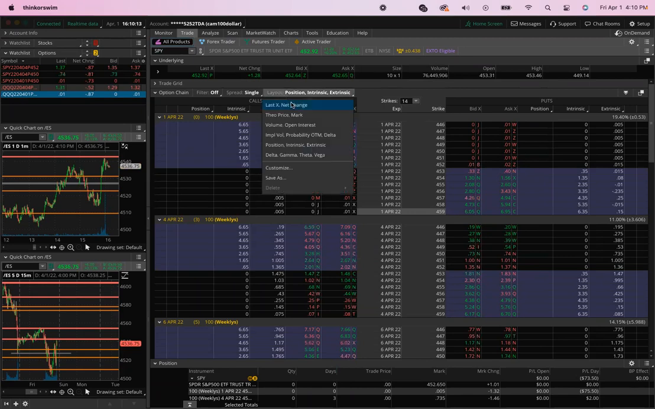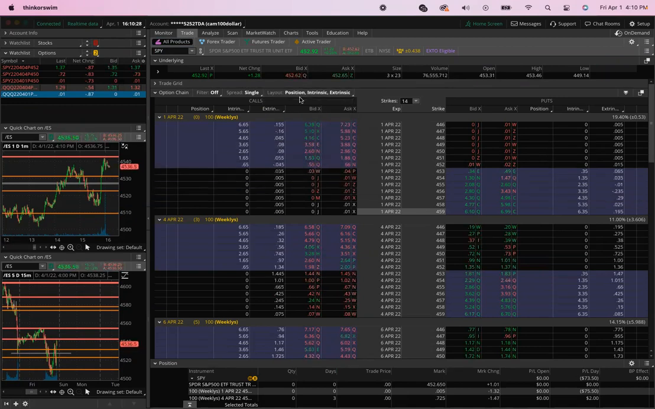You can change the layout to last, net change, Theo. I honestly don't know what that is. I've never used that, probably never will. Volume and open interest, I've used this. Implied volatility, and so on. We are using position, intrinsic value, and extrinsic value, right? So we'll go through these two dates right here.